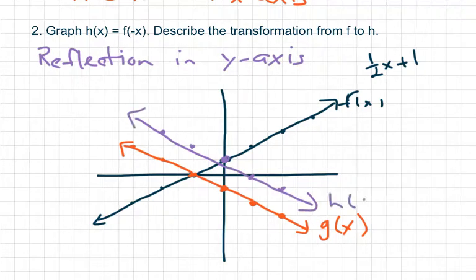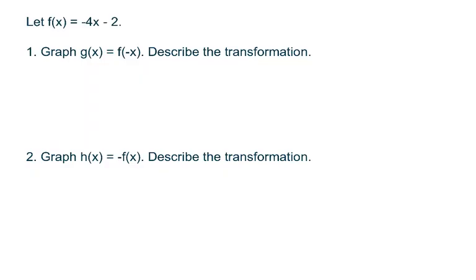This one here in purple is h of x. So there's the graph of f of x, and then the 2 reflections over the x-axis and over the y-axis. Let's try one more here. Let f of x equal negative 4x minus 2. Number 1, graph g of x is equal to f of negative x.